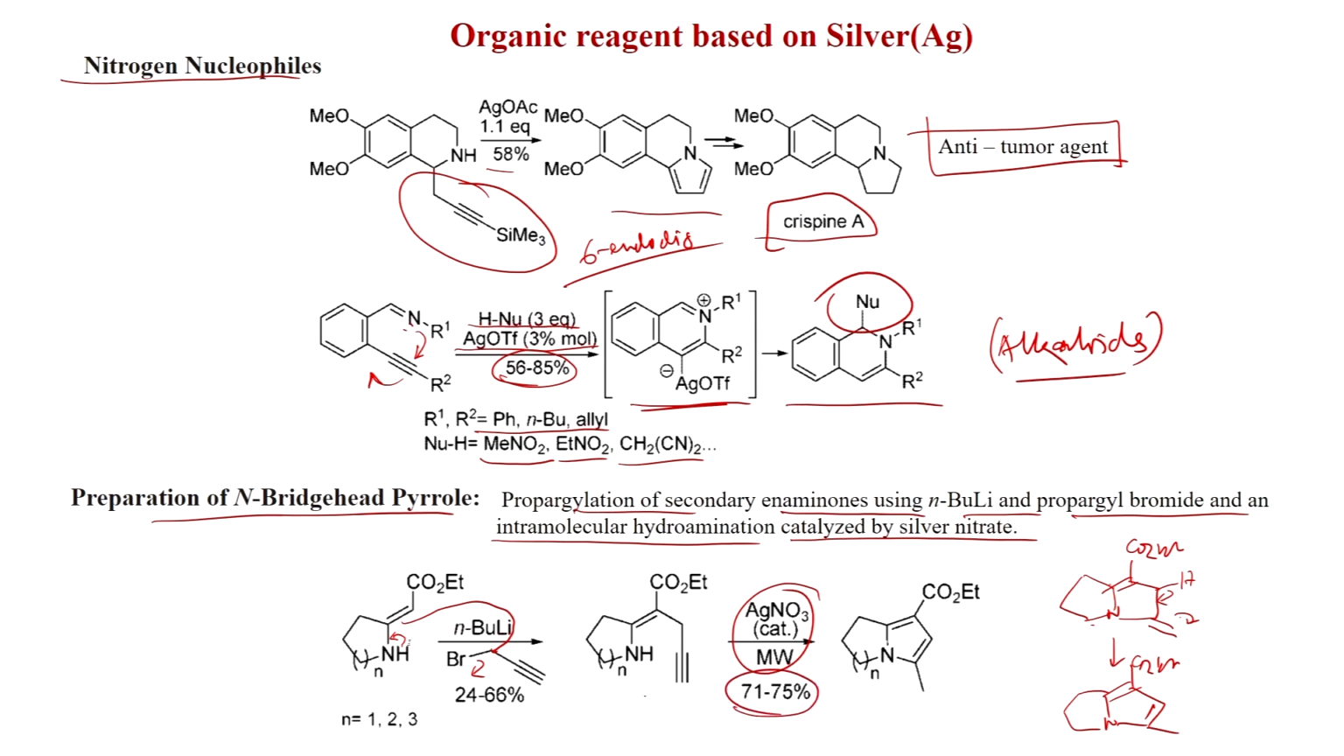First n-butyl lithium, then react with this enaminone. So, this is the enaminone with propargyl bromide, you get this. Now, you put a catalytic amount of silver nitrate under microwave condition. This is a 5-exo-dig happening, and after isomerization you get the aromatization. This was published in Tetrahedron Letters 2004, page number 6787.